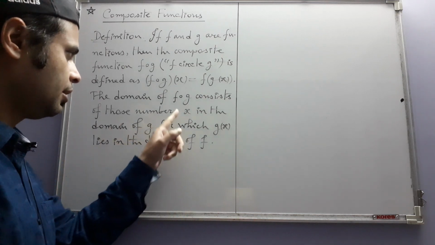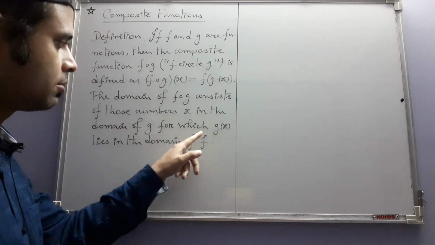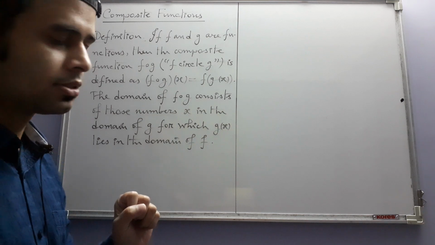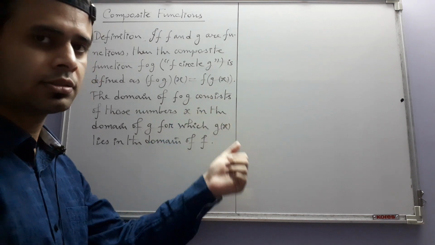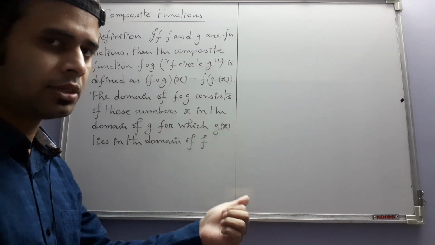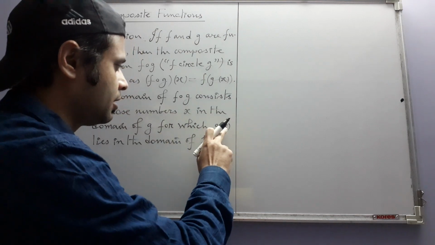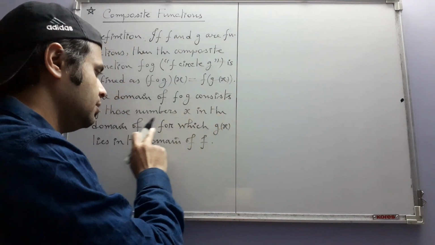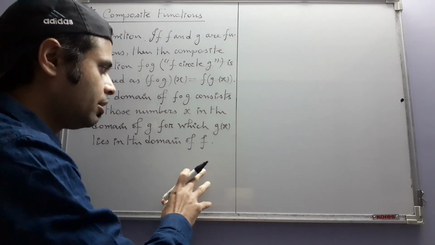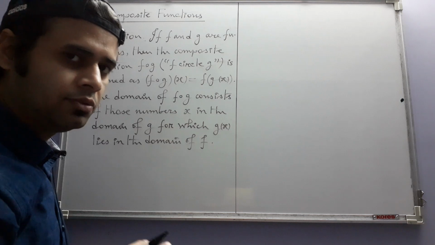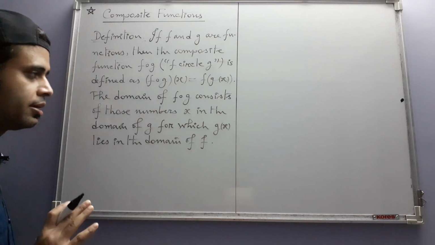First of all, x should come from the domain of g. That is the first thing, so that g of x makes sense. And then, in order to calculate f at g of x, g of x should lie in the domain of f. It may not be the case that for every x in the domain of g, g of x lies in the domain of f. That may only be a subset of the domain of g. But we can take only those x's.